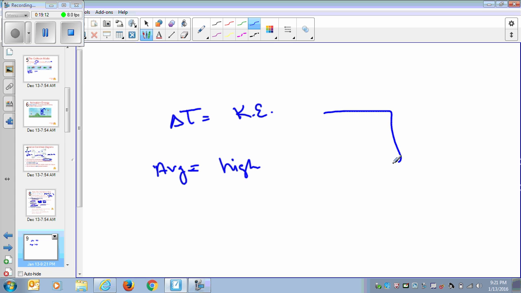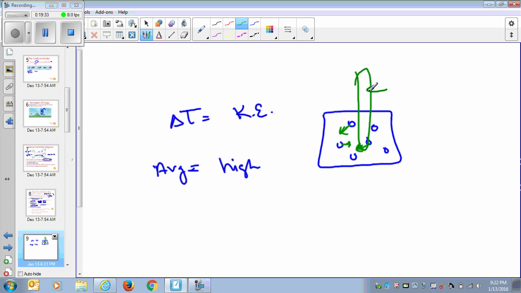Like in a container, if you have some gas particles, not all of them are moving at the same speed. This molecule could be moving very fast, this molecule could be moving very slow, and this could be at an intermediate stage. When we take the temperature, it gives me the average kinetic energy, but inside there, some molecules could be moving faster than others.